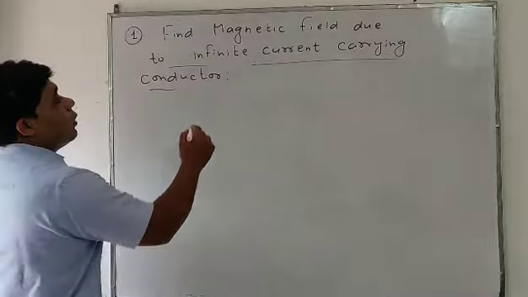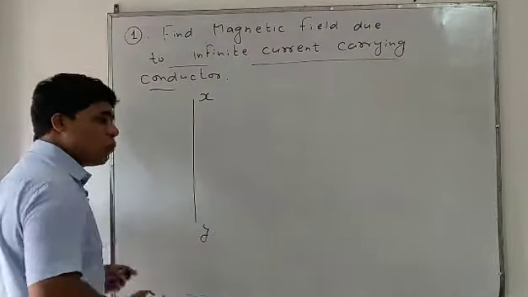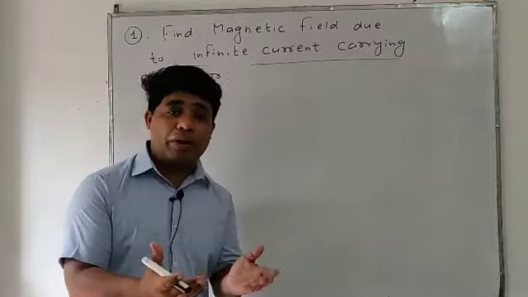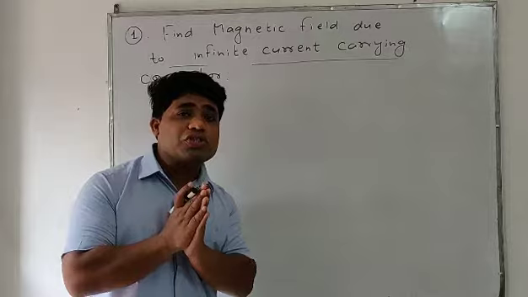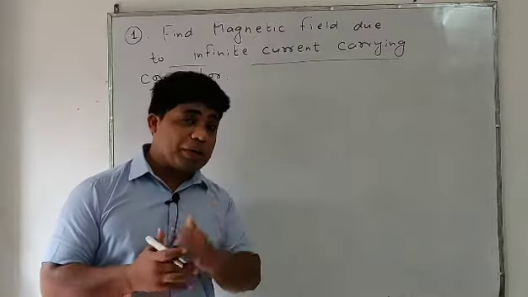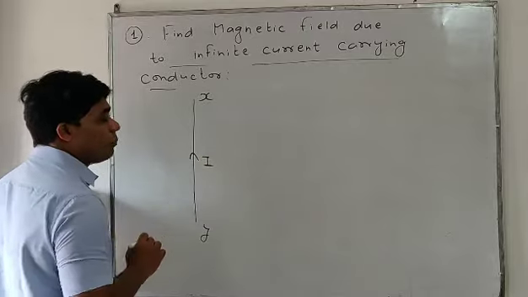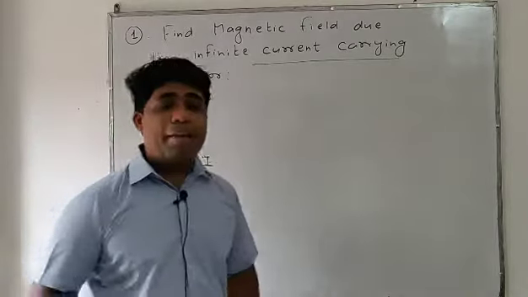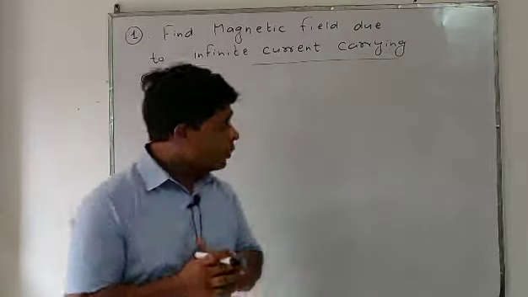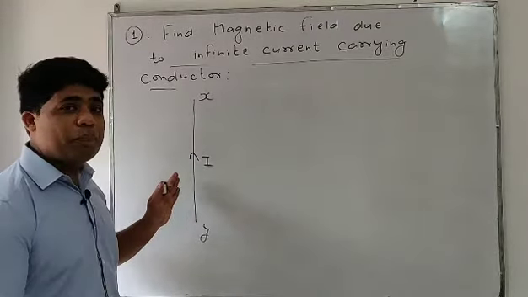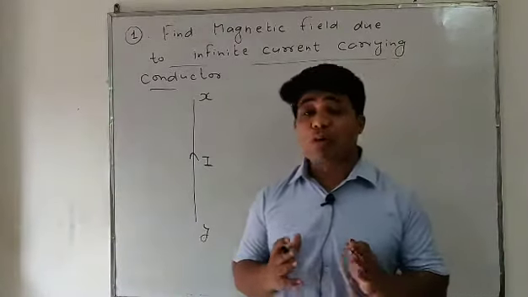Now students, this XY is the wire. It is not possible to take an infinite long wire, so we'll take a small segment. Let XY be a small segment of an infinite long straight current carrying conductor, and it has some current I. We know Ampere's circuital law is only applicable when current flows in a closed loop. The current is open now, so we can't apply Ampere's circuital law. In order to apply it, we have to take a closed loop.